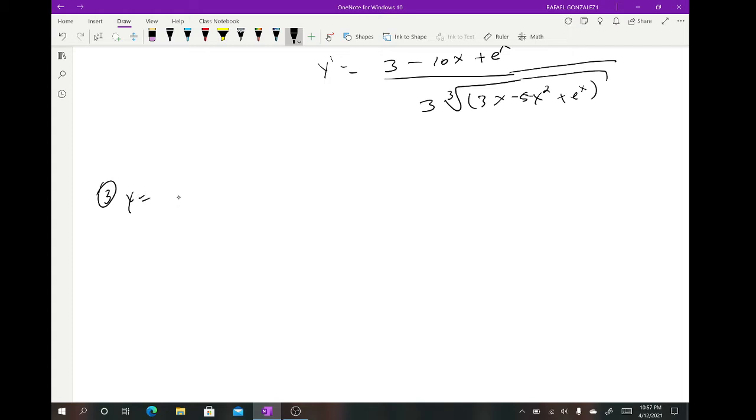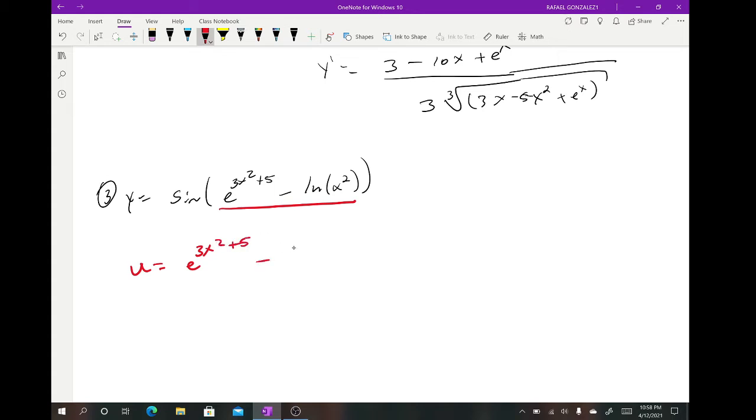Let's say somebody gives you, find the derivative of sine of e to the 3x squared plus 5 minus ln of x squared. This is going to be definitely much more complicated than anything you'll have on the actual exam. Once again, we have the chain rule. This is going to be u, so u is going to be equal to e to the 3x squared plus 5 minus ln of x squared.